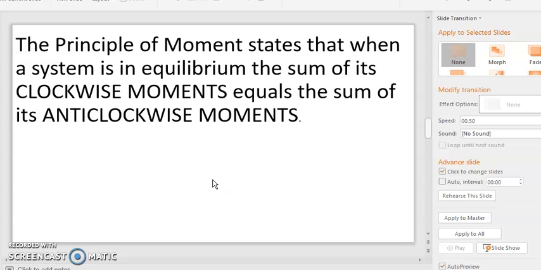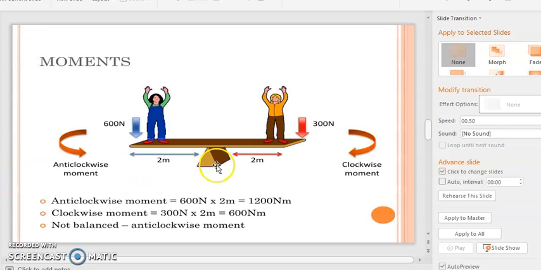So let me show in a diagram what this is about. Look at this diagram. Left and right: the right is considered as clockwise movement, and the left is anti-clockwise movement. If you look at the clockwise movement, there's a force of 300 N. This is the pivot. The person on the right has a distance from the pivot of 2 meters, whereas the person on the left has a force of 600 N, and his distance is 2 meters.